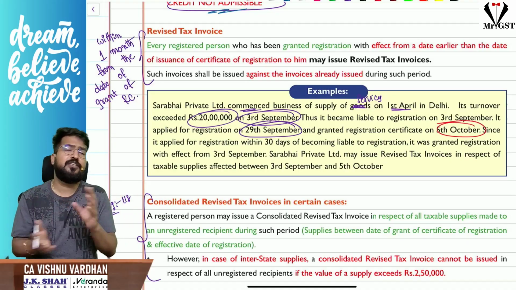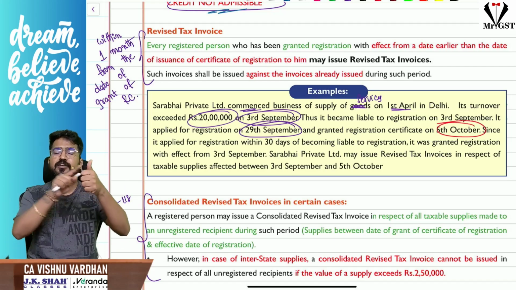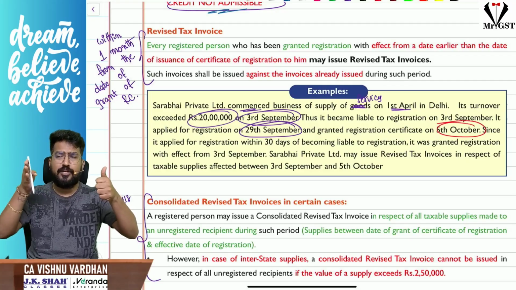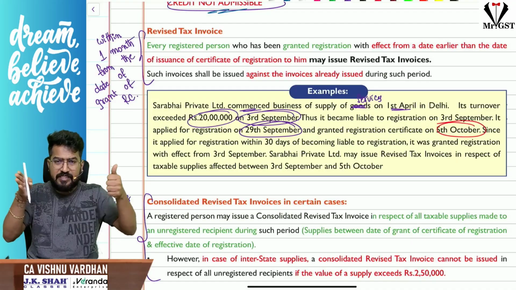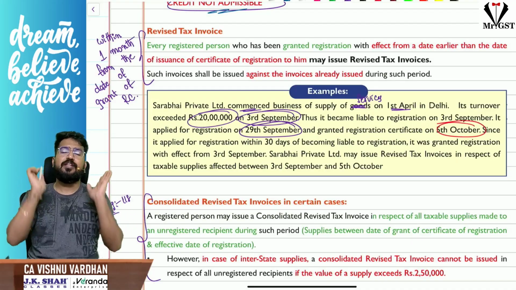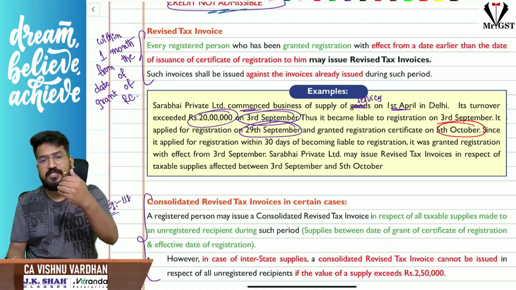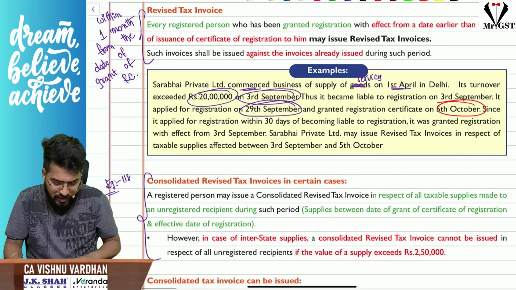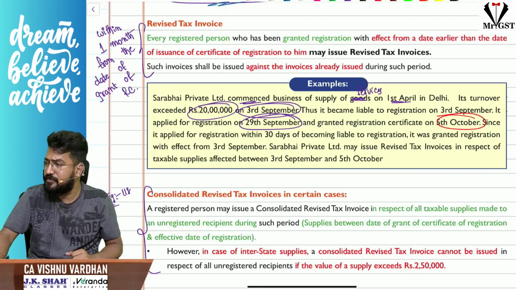This concept complements the effective date of registration, where you become liable for registration, apply within 30 days, and after getting the registration certificate, the effective date of registration is still the date when you became liable. So for this time gap, whatever invoices you have raised will be converted into tax invoices. That is what we call a revised tax invoice.